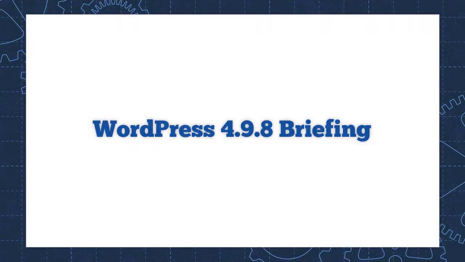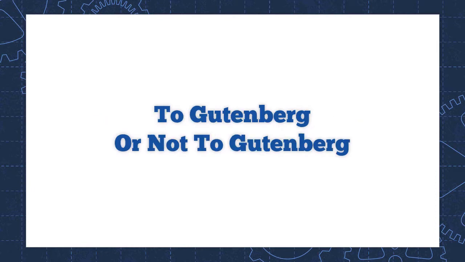WordPress 4.9.8 has just been released. And while I normally don't do briefings on these point releases, these minor updates, this is one of those exceptions that we need to talk about. After you install this new version of WordPress, the first time you log in, you are going to be asked to make a decision on whether or not you want to test drive this new Gutenberg editor that you may have been hearing about. So I'm going to show you what this looks like and help guide you through making the right decision for your own website.